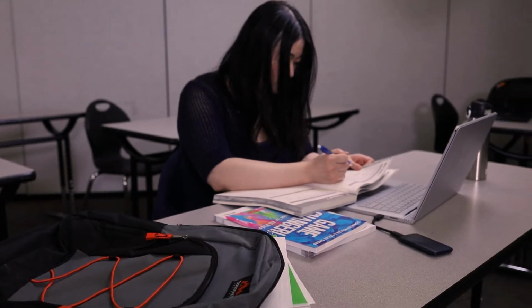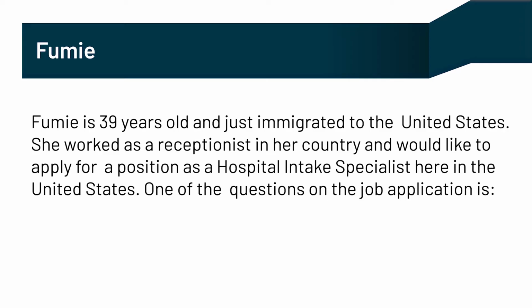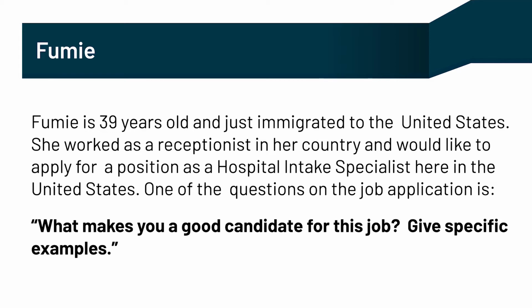Well, let's use Fumi as our example. Fumi is 39 years old and she just immigrated to the United States. She worked as a receptionist in her country and would like to apply for a position in a hospital intake specialist here in the United States. One of the questions on the job application is, what makes you a good candidate for this job? Give specific examples. When we talk about who we are, what we do, what we have done, and what our goals are for the future, we must use different verb tenses.